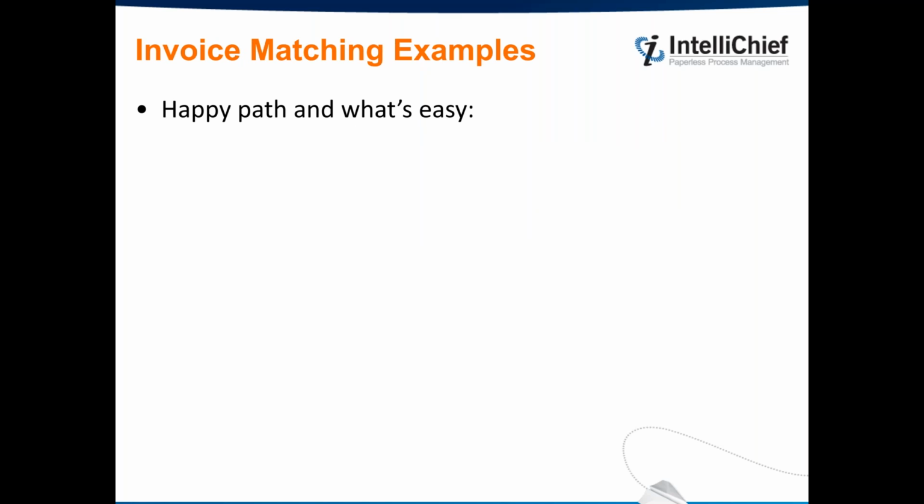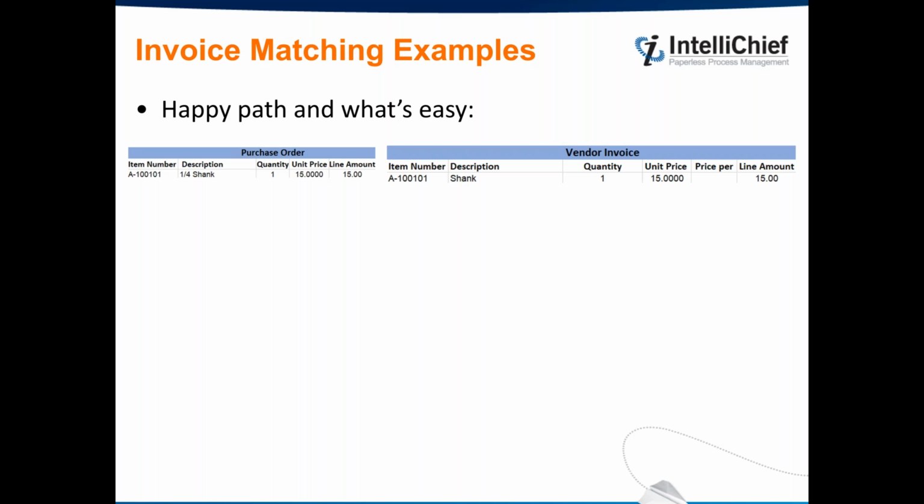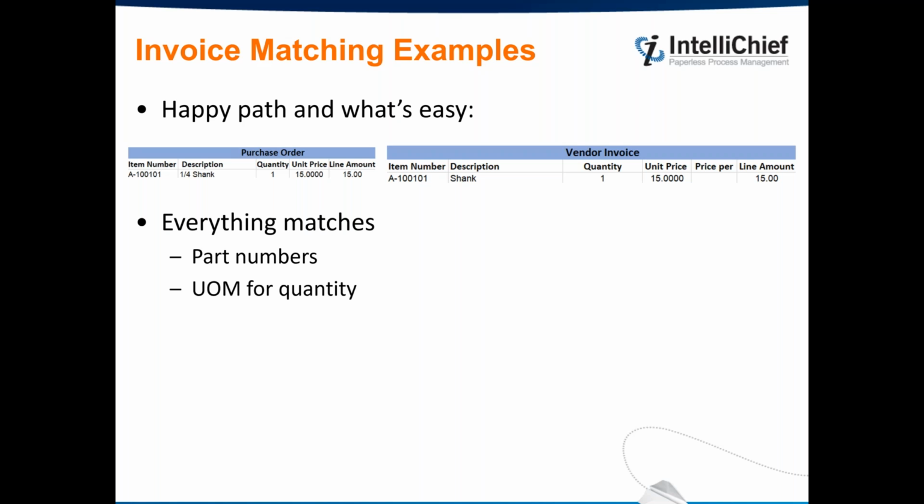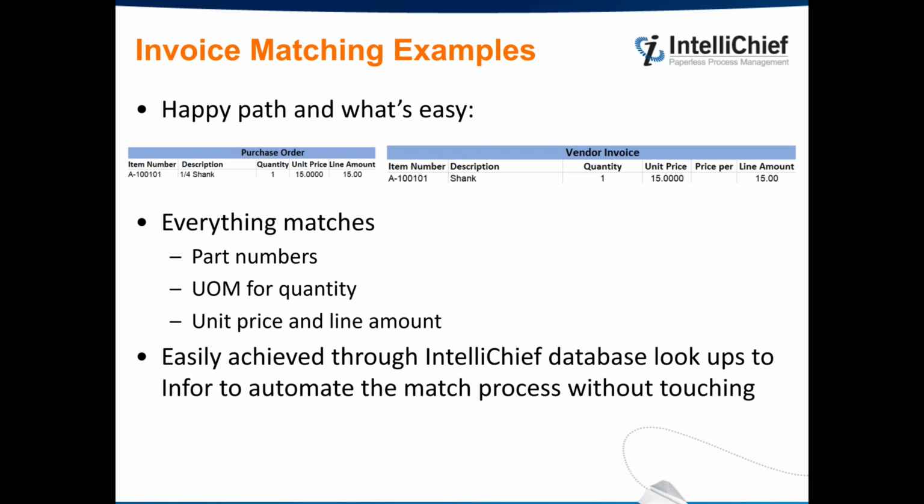So let me give you a couple challenges, if you will, or things that come up and how we handle them, because you guys probably see these all the time. A very common one is unit of measure. Here's my purchase order, and in the real world, the greatest thing would be if on my PO I ordered a quarter inch shank as my description, the item number matches, and on the right-hand side, my unit of measure is exactly the same. That's the easiest example, and everything matches. Part numbers are good, unit of measure for quantity is good, price on line amount's good, we're good to go. We can do that immediately, get that to create a voucher right out of the gate on that line.